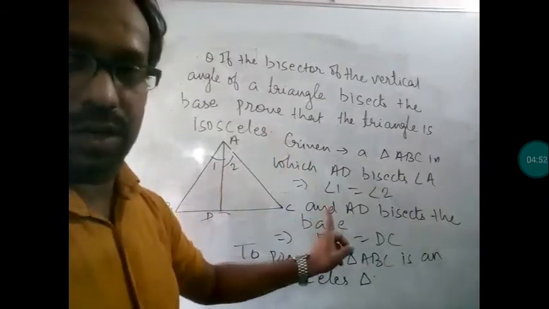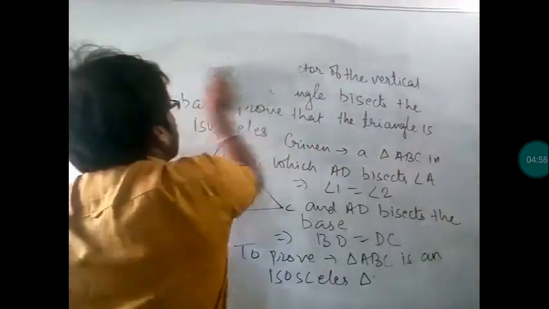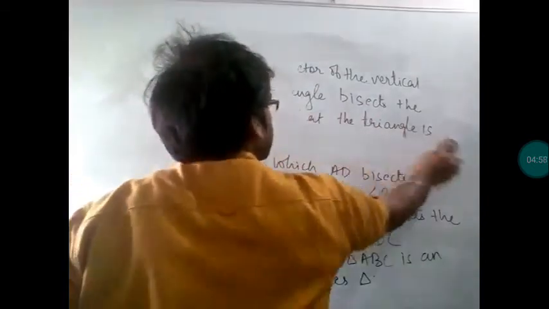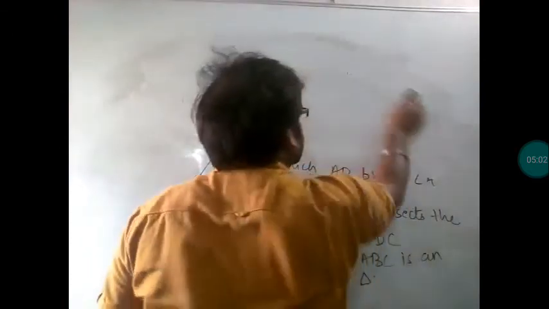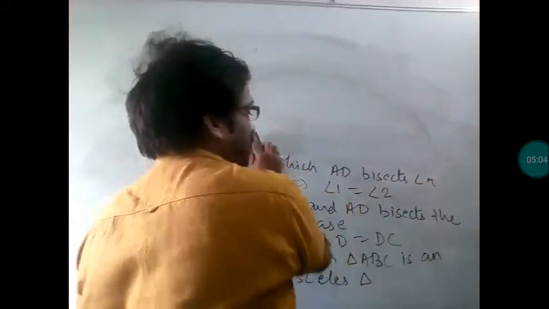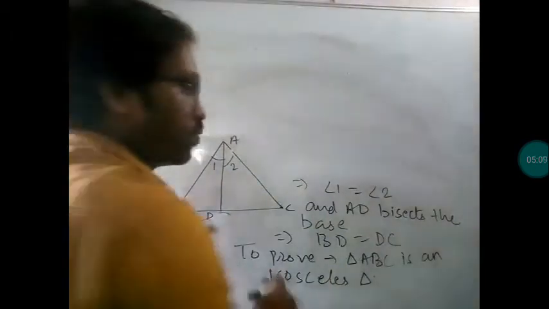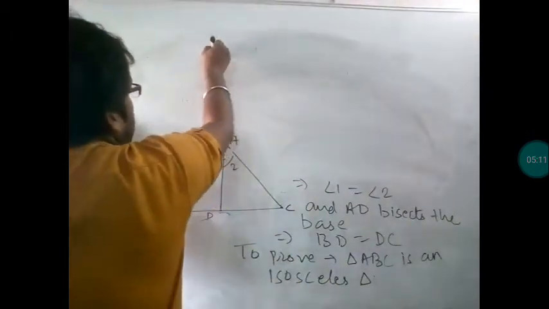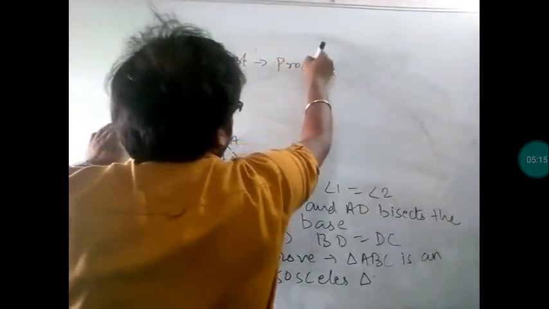Okay, so now we'll do one construction, because in this it's not possible to solve here. So we need one construction here. So what will that construction be? The construction will be that we'll extend AD.